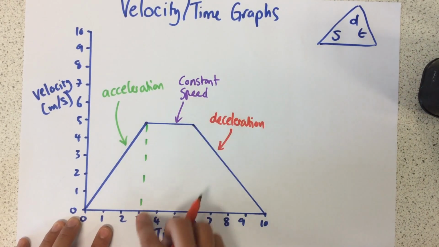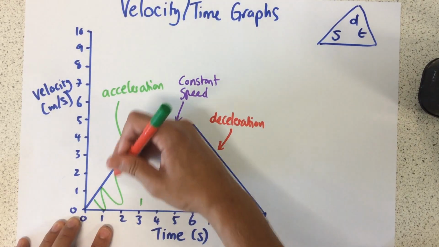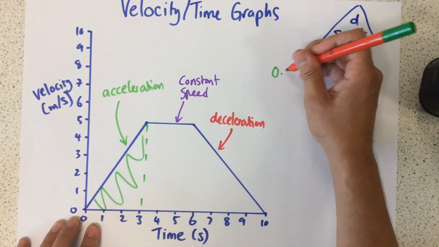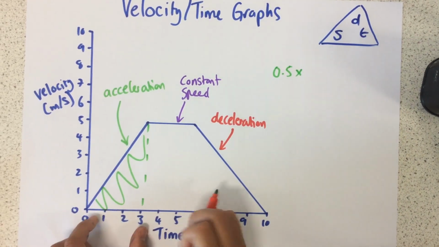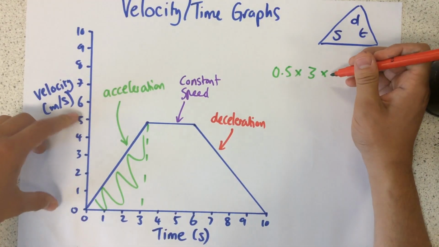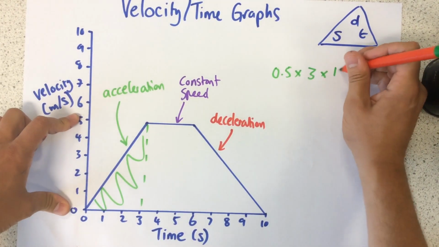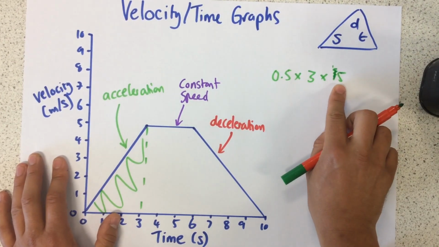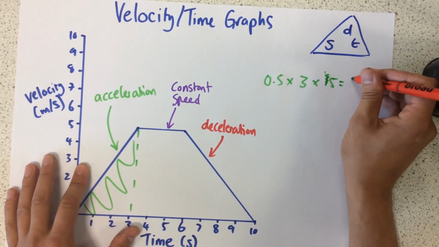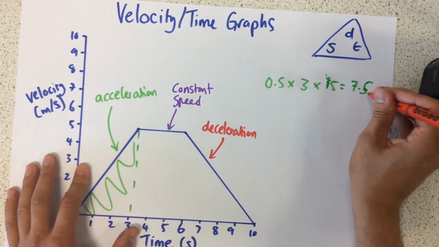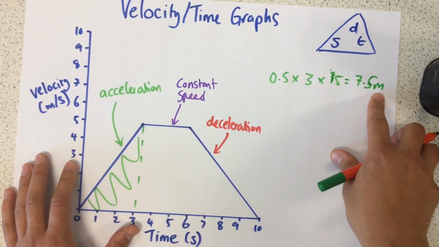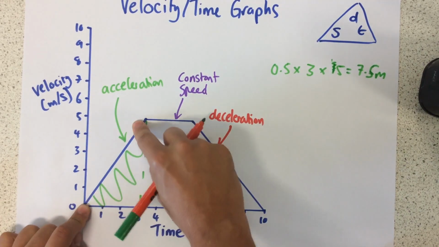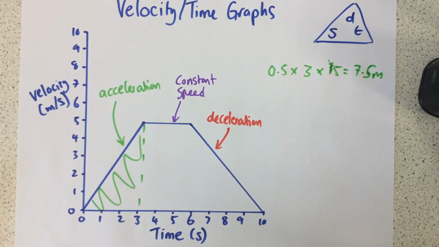To find the area of this section here, it's a triangle. To find the area of a triangle, we need to do half times base, which here is 3 seconds, times height, which is 5. So 3 times 5 is 15. Half of 15 is 7.5 meters. You could use a calculator for this, but for this video, I'm just going to do them in my head. Okay, so 7.5 meters. So after this portion of the graph, the object has travelled 7.5 meters.